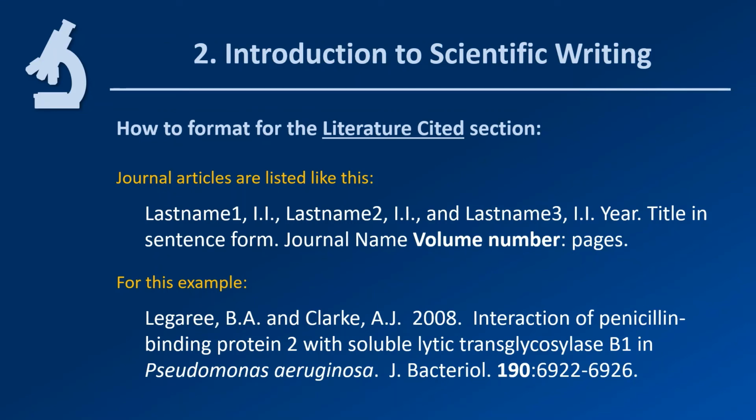Notice the species name, Pseudomonas aeruginosa, is in italics, and the genus is capitalized, but everything else in that title is lowercase except for the first letter. So it's like a sentence. There's the name of the journal, J. Bacteriol., which is abbreviated for the Journal of Bacteriology. The volume number is 190 in bold, and then of course the page numbers. If you have multiple references, they're going to be put in alphabetical order by the first author's last name.